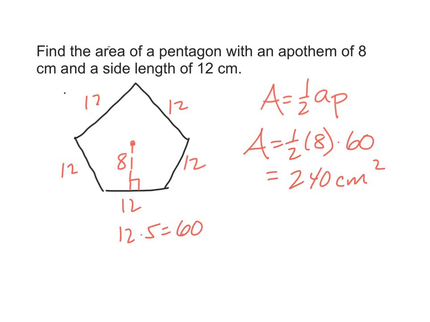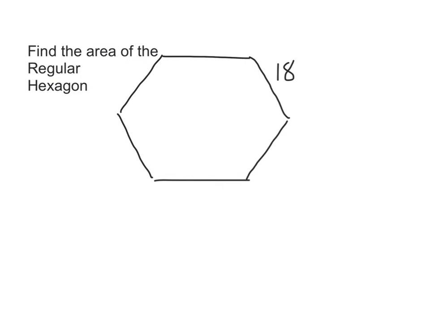Let's try one more. Okay, so this one says find the area of a regular hexagon. Alright, and notice all we're given is one side. So let's just start with the basics. 1/2 A times P. Well, perimeter, let's see, these are all 18.